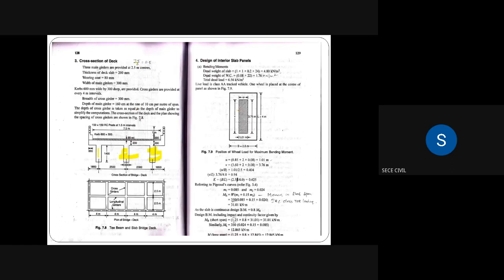The width of carriageway is 7.5, and 7.5 divided by 2.5. We know that the spacing of longitudinal girders should be in the range of 2 to 2.5 meters. We are taking 2.5 meters, so 7.5 divided by 2.5, and we are providing three longitudinal girders: number one, number two, number three.